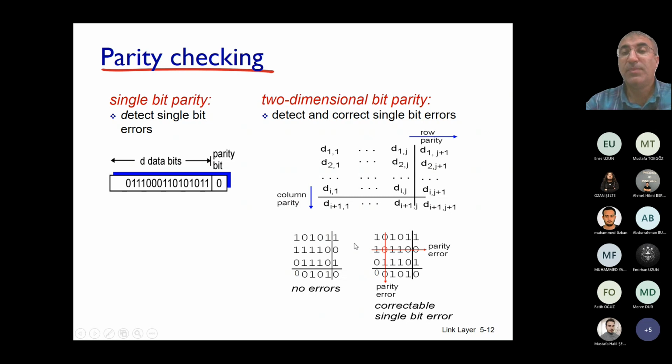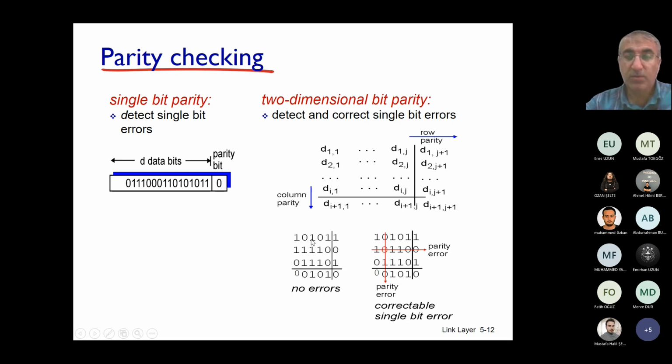Okay, let's look at the two-dimensional bit parity. Because it's two-dimensional, it has an additional feature: it can correct single bit errors. In single bit parity, we can tell that there's a bit error, but we don't know which bit is corrupted. But in two-dimensional parity, we can tell exactly which bit is corrupted. So let's look at this case.